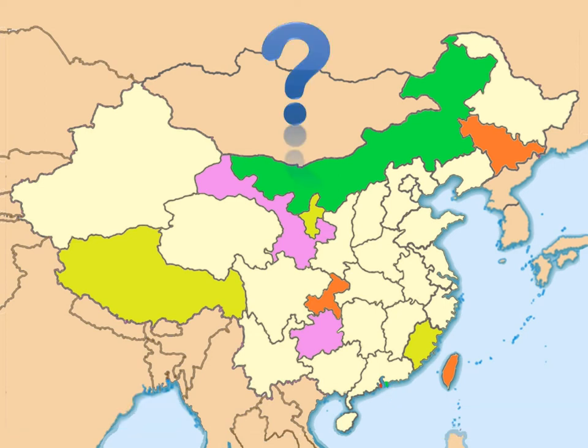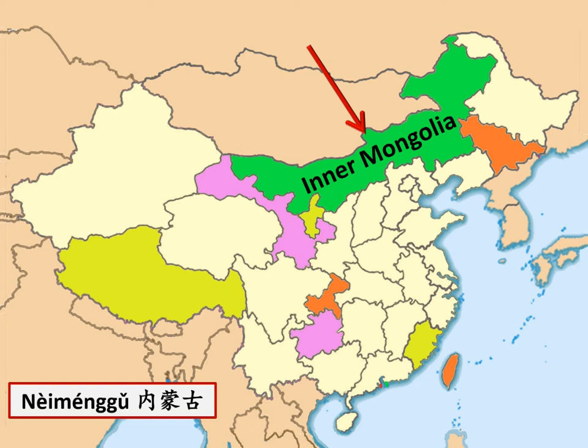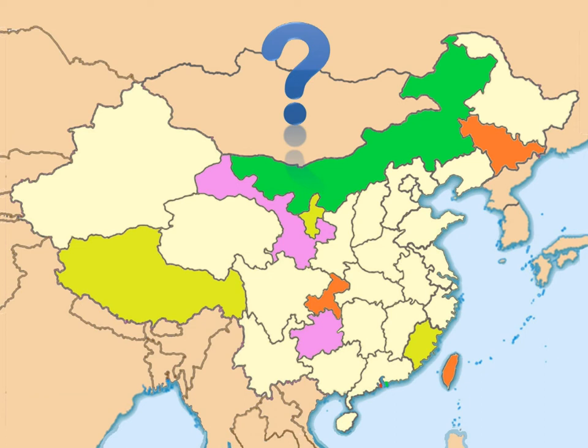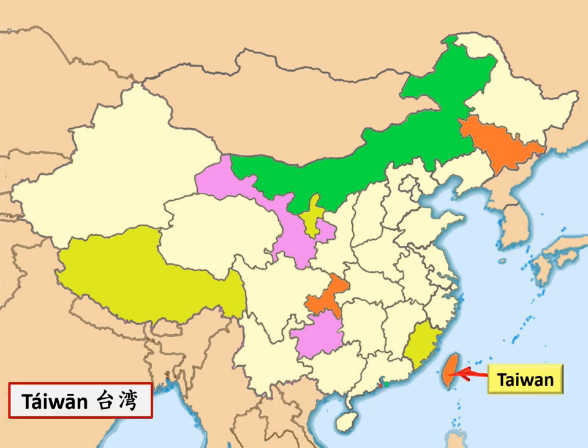Genghis Khan united nomadic tribes north of China and established a massive empire. Today, a remnant within China bears the name of the empire. What is the name of this autonomous area? Inner Mongolia. The name of this self-governing island is a phonetic link to mountain people who lived on the island. What is the name of this island? Taiwan.